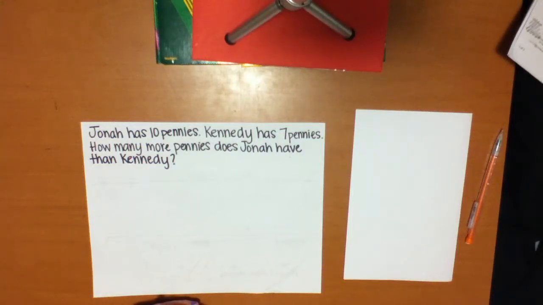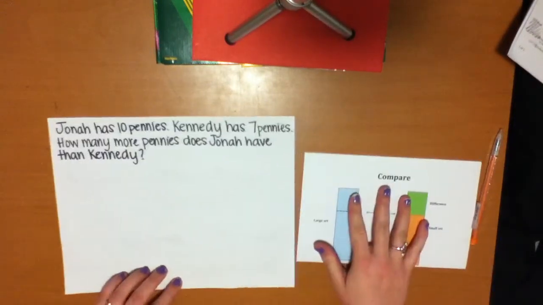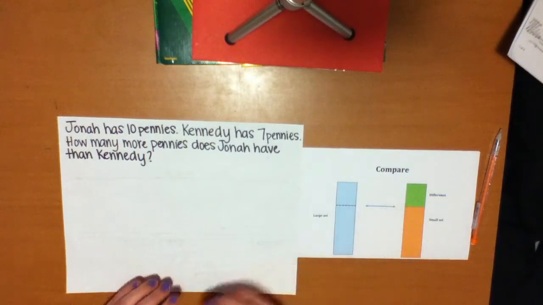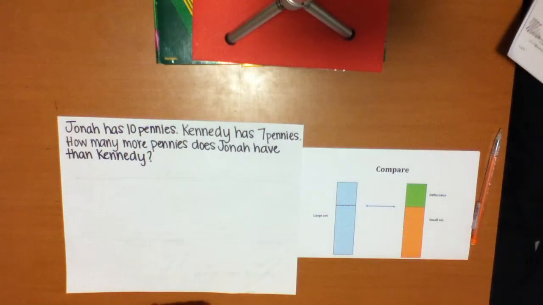This isn't a join or separate problem because we are not adding or subtracting a change from the start to create a new result. In addition to that, we are not putting together a part and a part to create a whole, so that means that this must be a compare structure. This is a compare structure because we are trying to determine the difference between the amount of pennies Jonah has and the amount of pennies Kennedy has.